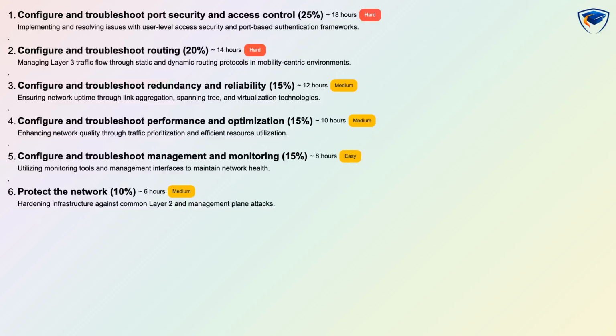Configure and troubleshoot port security and access control is 25%. Configure and troubleshoot routing is 20%. Configure and troubleshoot redundancy and reliability is 15%. Configure and troubleshoot performance and optimization is 15%. Configure and troubleshoot management and monitoring is 15%. And protect the network is 10%. The syllabus lists difficulty, estimated learning time, and assessment type for each domain so you can plan study time effectively.